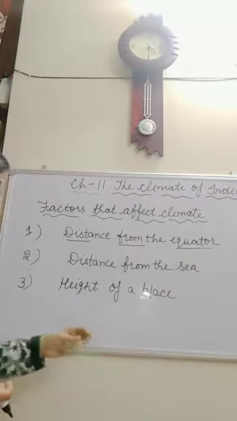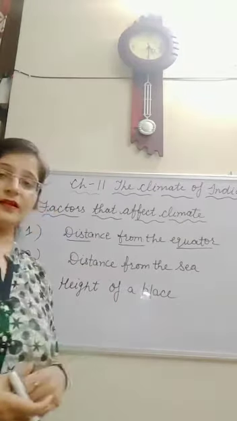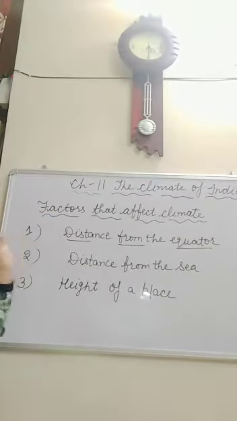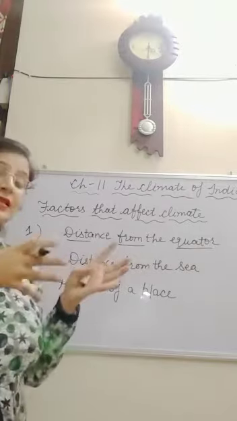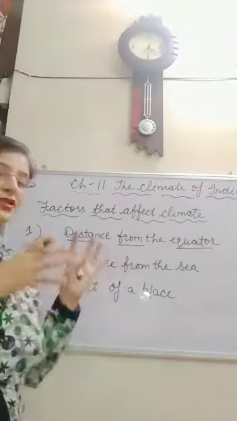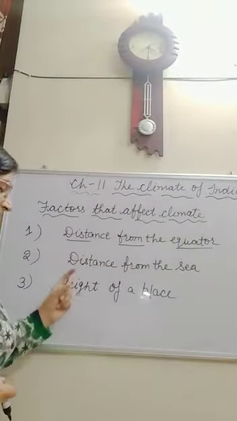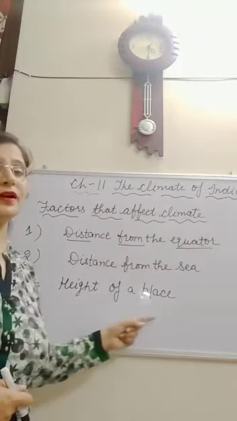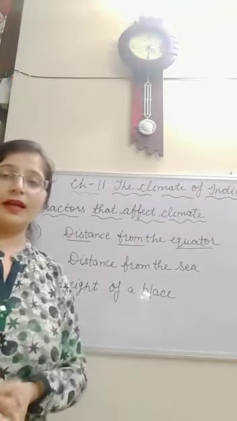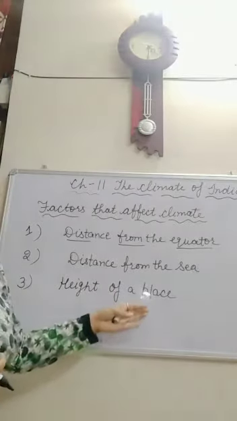So dear children, our next factor is height of a place. Yes, climate is also affected by it. It depends upon the altitude or elevation, and it depends also on the height of the place. Because what do you mean by altitude? Altitude means height. Yes, height of a place.